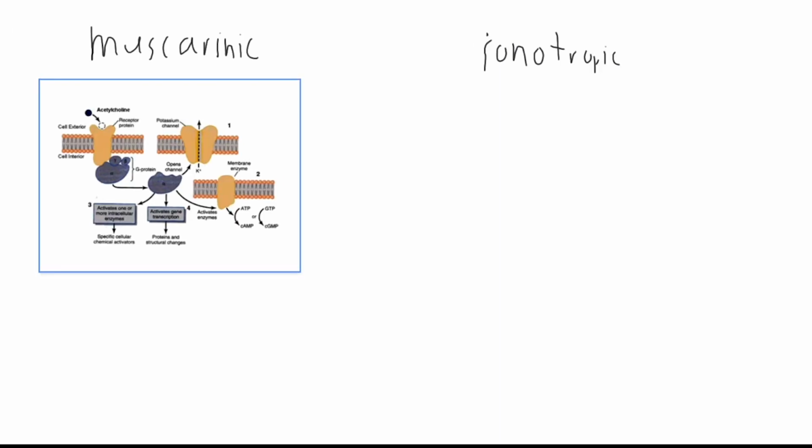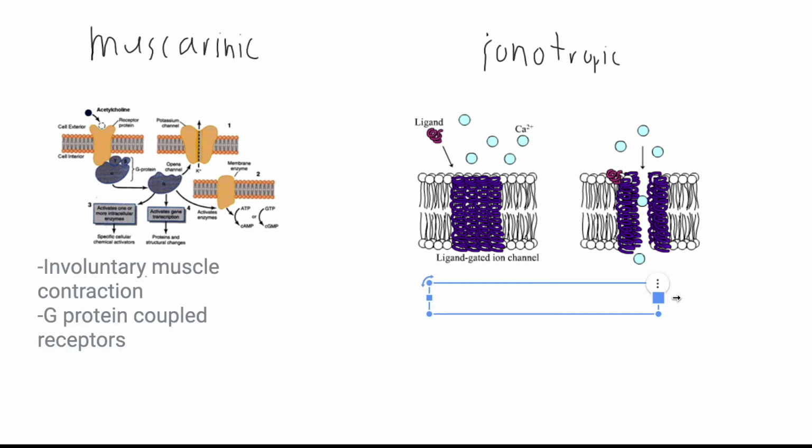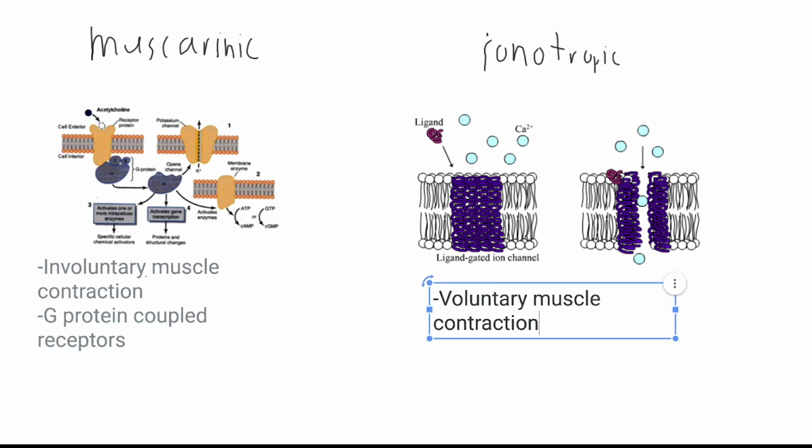There are two types of receptors for acetylcholine, muscarinic and ionotropic. Muscarinic is responsible for the contraction of involuntary muscles and operates with the G protein coupled receptors. Ionotropic receptors are responsible for the contractions of voluntary muscles and operate with the ligand-gated channels. Today, the focus will be the ionotropic receptors only.